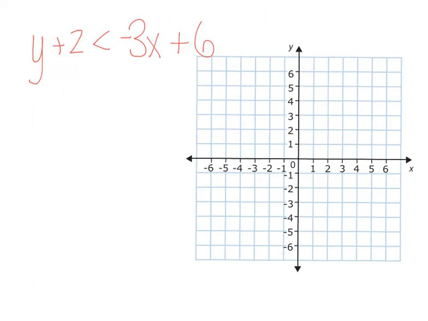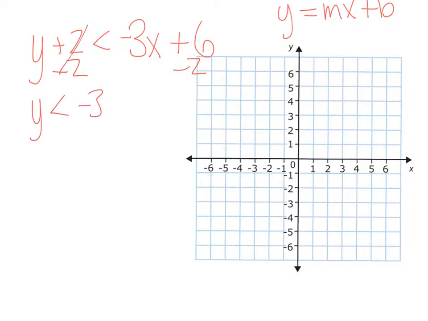Okay, next what we're going to look at is how to graph a linear inequality. So here we have y plus 2 is less than negative 3x plus 6. The first thing you need to do is make sure it's in slope-intercept form. So remember, that's where we have y equals mx plus b. The y needs to be by itself. So right now I need to get rid of this plus 2. So I'm going to subtract 2 from both sides. And I end up with y is less than negative 3x plus 4.